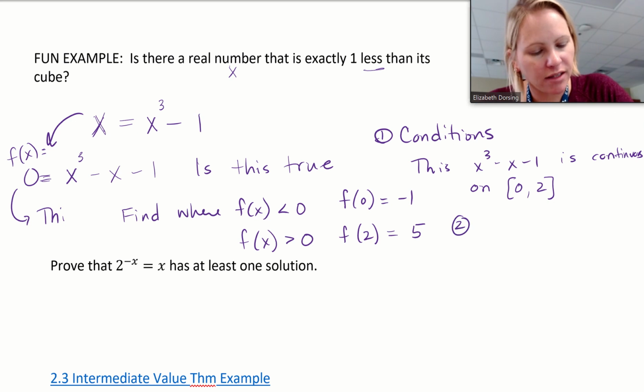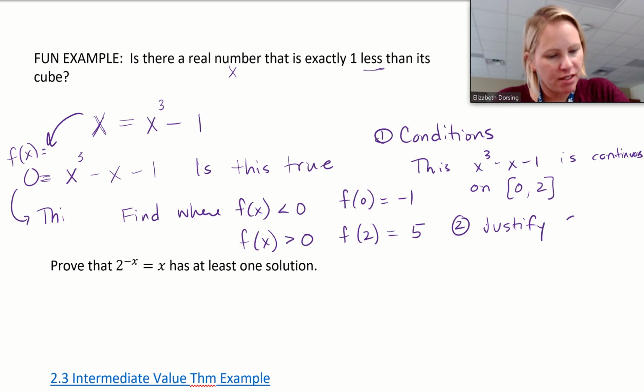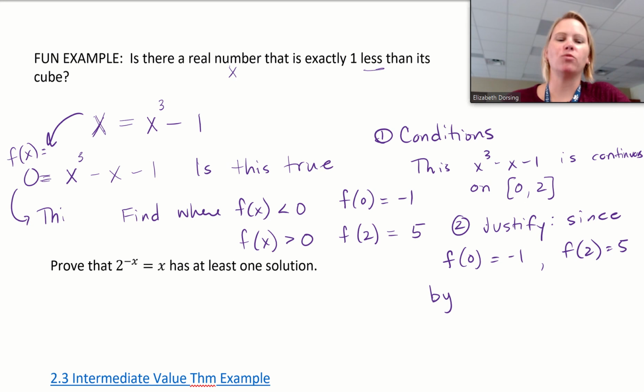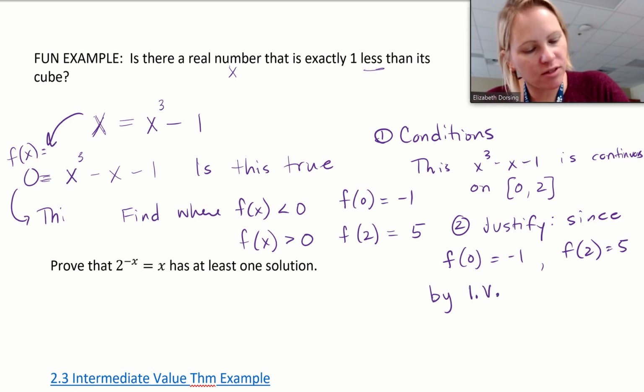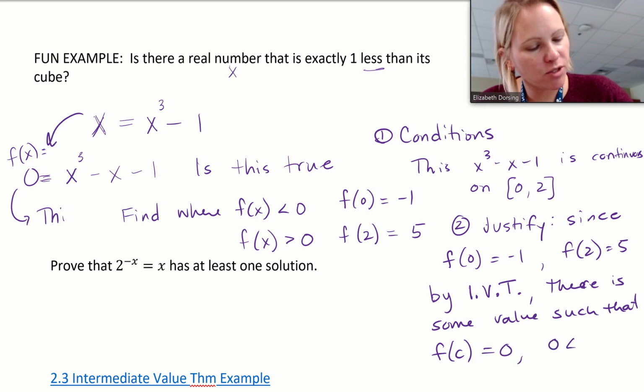And then I'm going to state my justification. Since f of 0 equals negative 1 and f of 2 equals positive 5, and here's the best part, once I've said it's continuous on the interval, I can just say by the intermediate value theorem, there is some value c such that f of c must equal 0. And then you've got to say that c is going to be between 0 and 2.